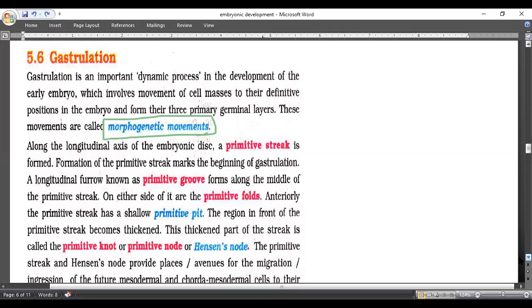It's a dynamic process, the development of the early embryo, which involves the movement of cell masses into their definitive positions in the embryo and forms three primary germinal layers. So for that, we need to go through how the thing happens. I think you remember the epiblast layer. We drew epiblast with blue color, isn't it?